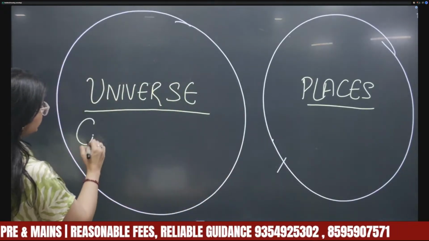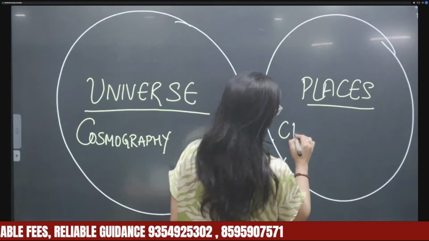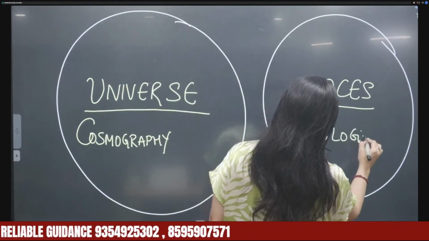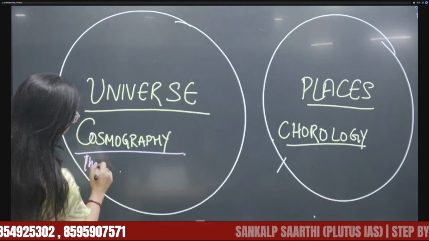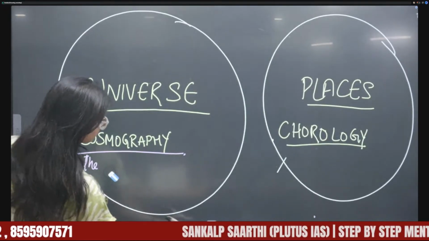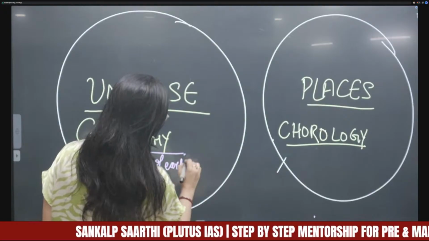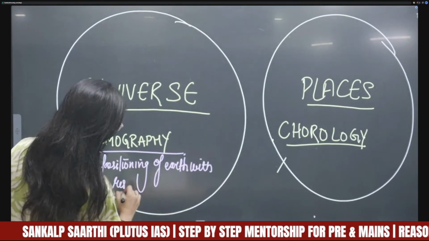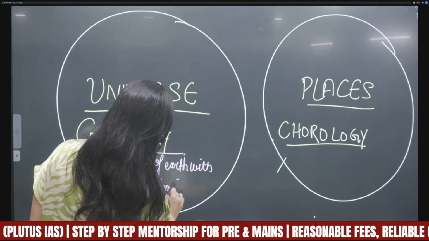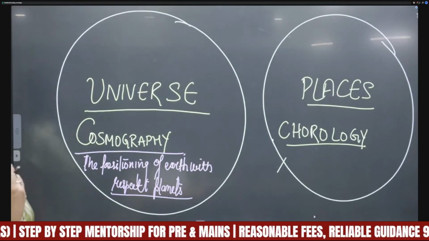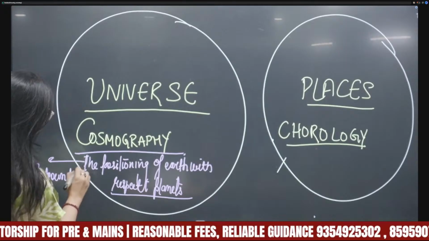The study of the universe was known as cosmography, and the study of places was known as chorology. Earlier geographers were more concerned about the place or the positioning of Earth with respect to other planets. In fact, they used to also consider that Earth is at the center and other planets are revolving around it. Right? They even used to believe that. So there were many theories propounded around it, and they were basically more concerned around all this.